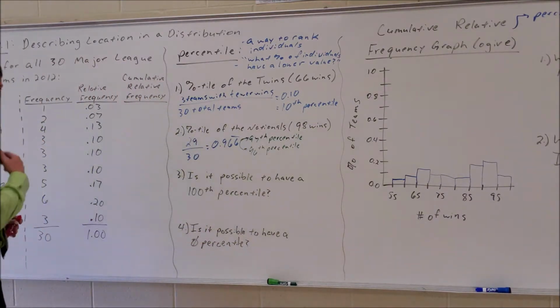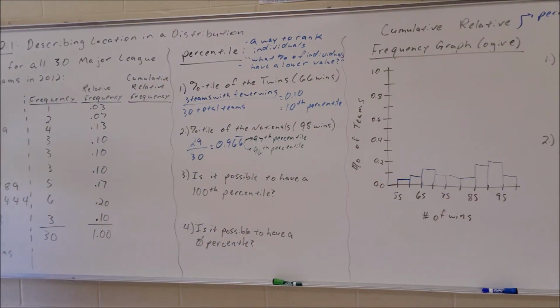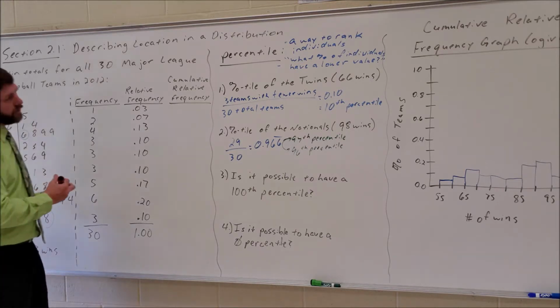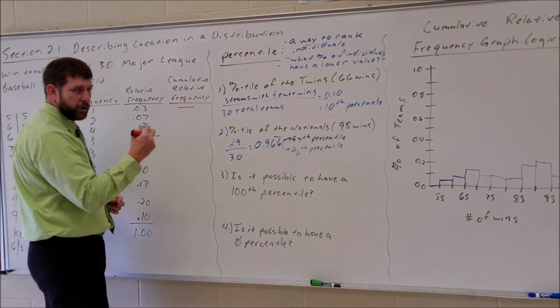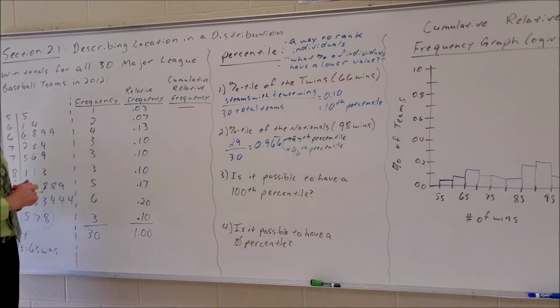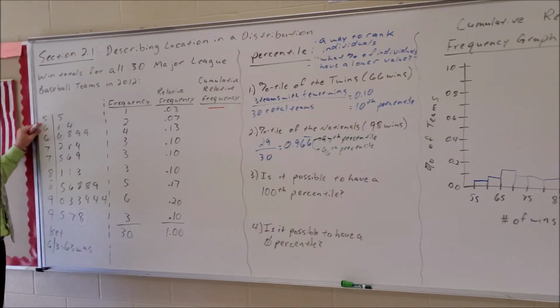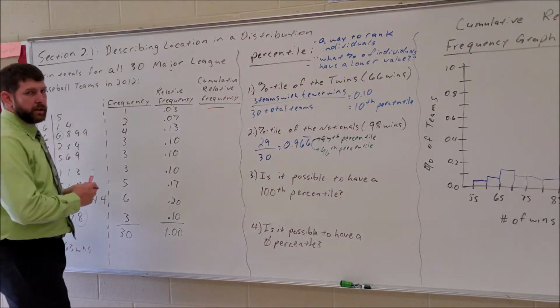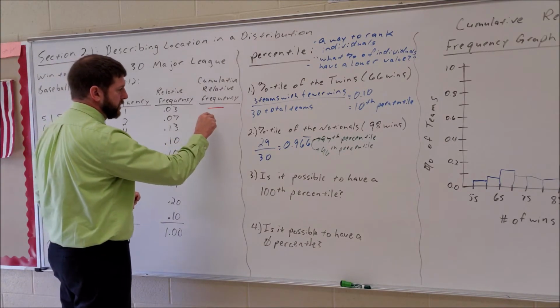What we can see is that this first interval that we had, there were no teams before it, right? This was the very first interval that we had, the 55 to 59 group. So before that, there was nothing that had come before it. So that's the cumulative relative frequency for that interval right there. Now, if we look at this interval right here, the 60 to 64 group, there was one team that came before it. So we know that one team out of all 30 teams is 3%.